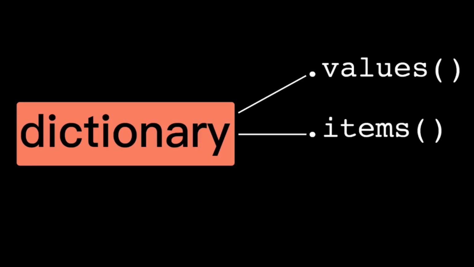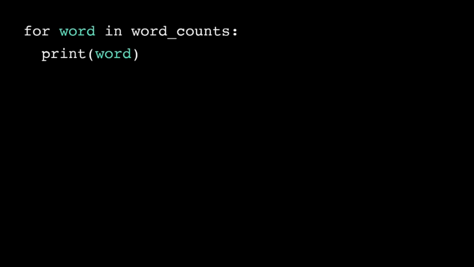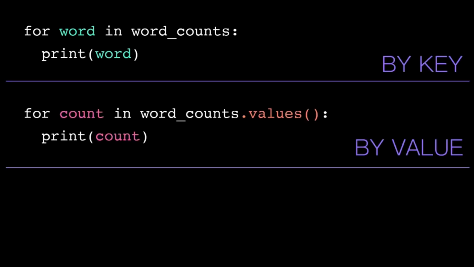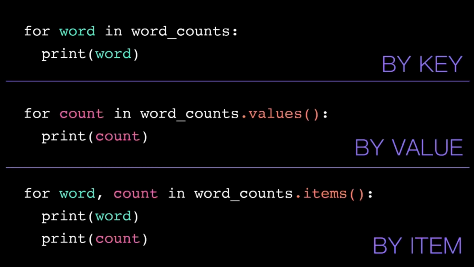For situations like this, Python provides 2 dictionary methods, values and items. There is also a keys method, though we don't need it here. This means we can iterate over a dictionary in 3 ways: by key, by value, and by item, or key and value. We can achieve all of the same things just by iterating by key, but these alternate syntaxes help make our code a bit cleaner, depending on what we're trying to do.